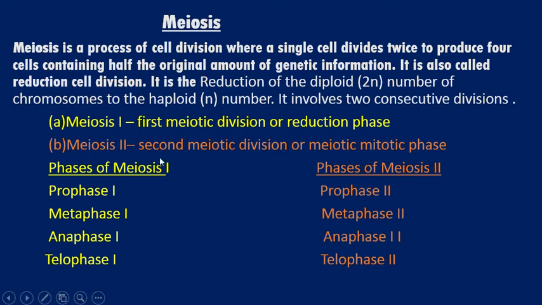Then meiosis 2, the second meiotic division, or mitotic phase, means here mitosis will also be done. Now we see here the phases of meiosis 1: prophase 1, metaphase 1, anaphase 1 and telophase 1. So these are the phases of meiosis 1. And if we see meiosis 2, here are prophase 2, metaphase 2, anaphase 2 and telophase 2.